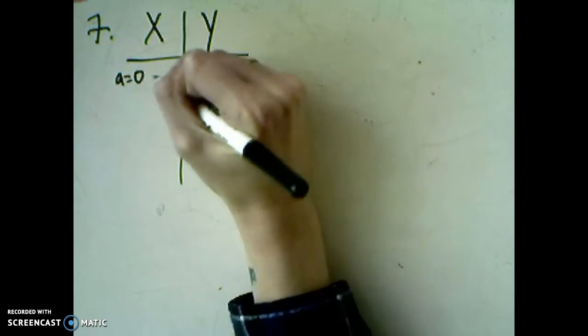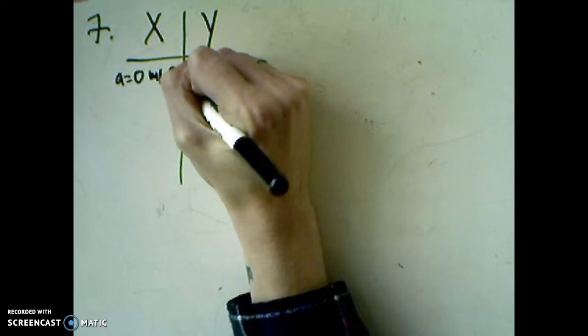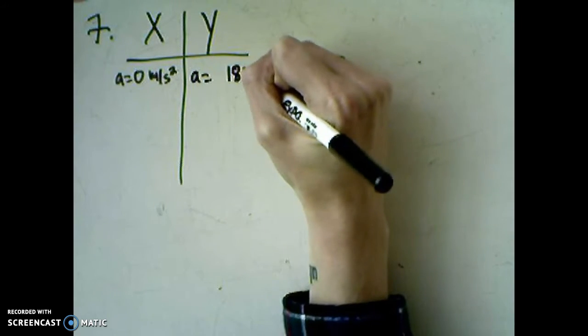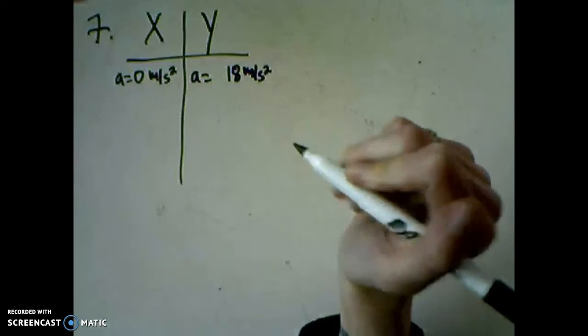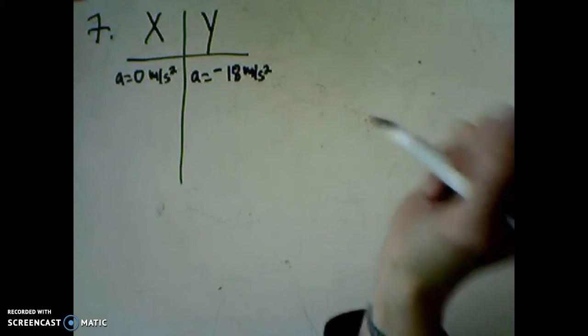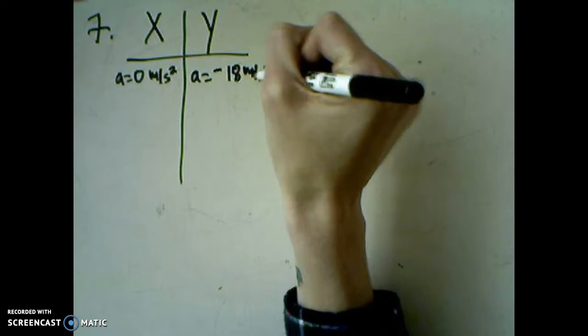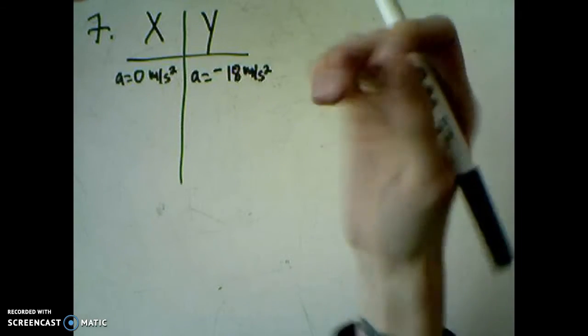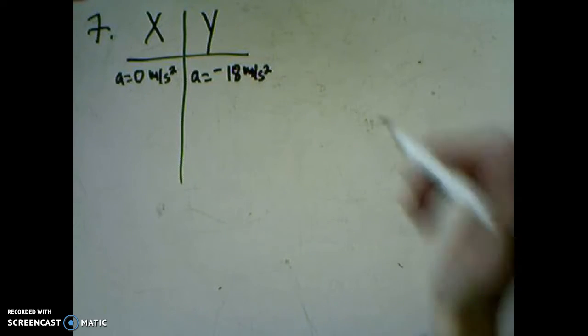A is still going to be 0 in the X direction. That has not changed. But A here is 18 meters per second squared instead of 9.8. It is, however, still negative because locally gravity pulls things down. And as we're used to, we're going to say that down is negative. So we still have that piece.